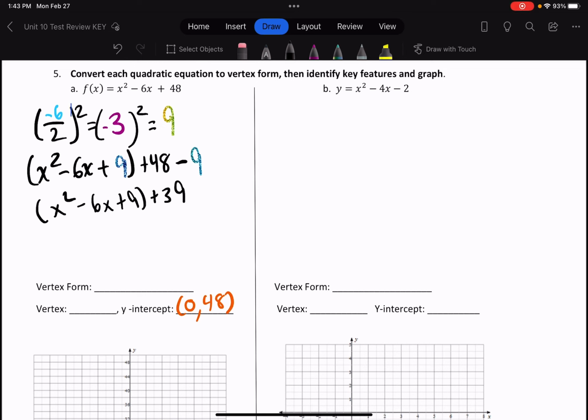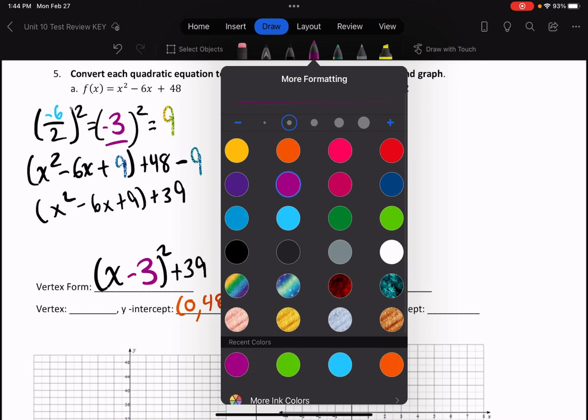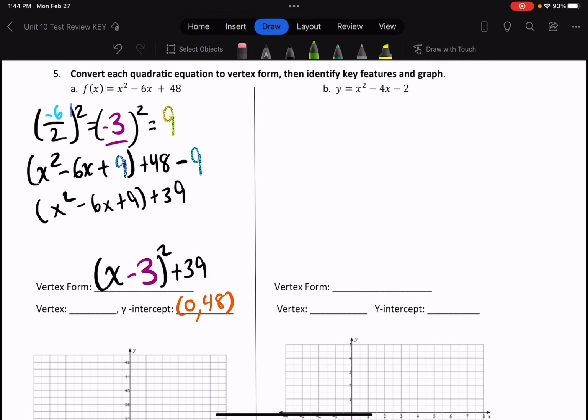And this is now a special squared trinomial. So I've got x squared minus 6x plus 9. I can factor this to become x, and I'm going to take that b divided by 2 term, which is negative 3. So x minus 3 squared plus 39 is going to be my vertex form. From that, I can find the vertex at 3, 39.